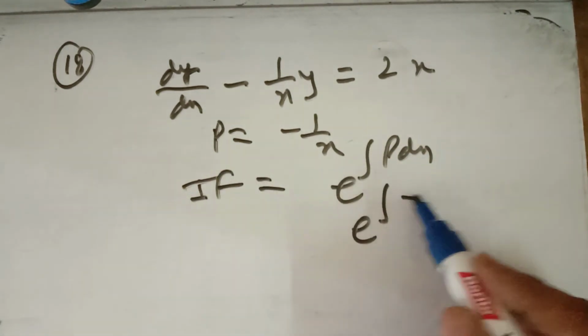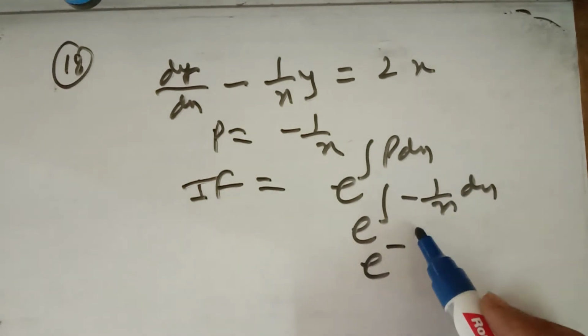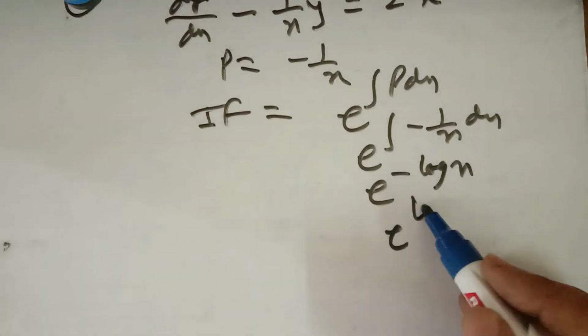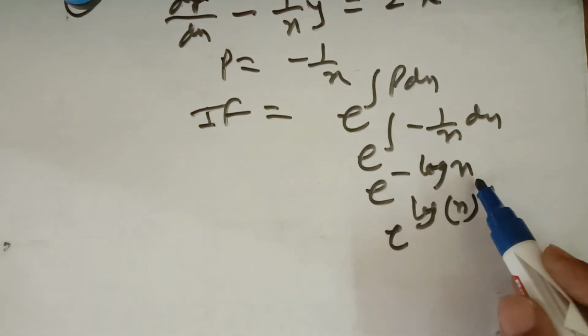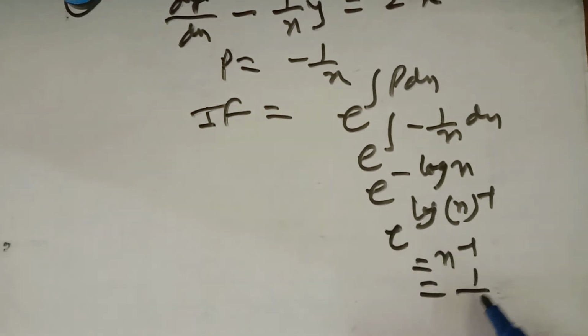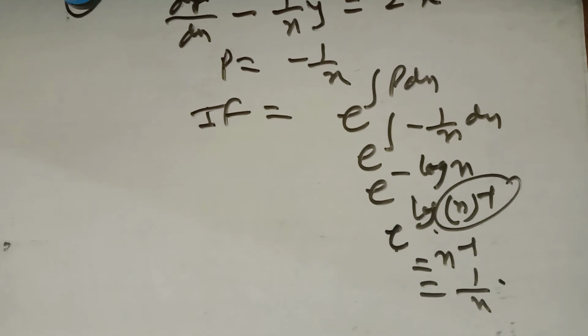So e to the power integral of -1 upon x, and the integration of -1 upon x is -log x. Using the properties of the log, you can put it as x to the power -1, because of the property of the exponent of the log. So it is equal to x to the power -1, that is 1 upon x, because e to the power log x equals x. So its integrating factor is 1 upon x.